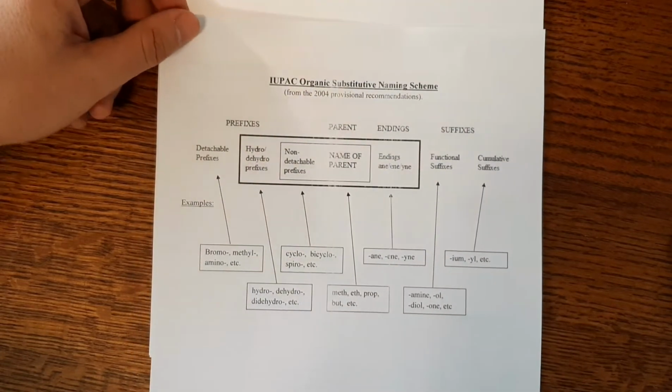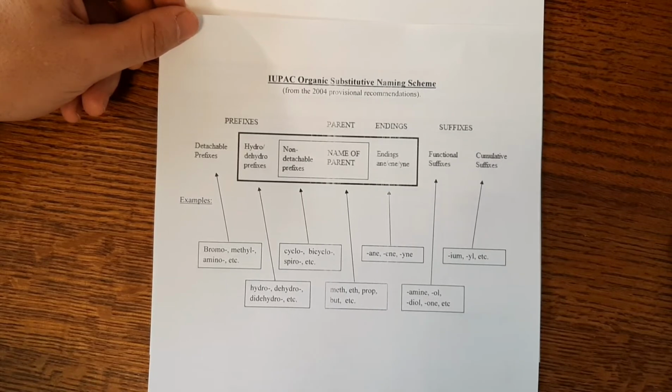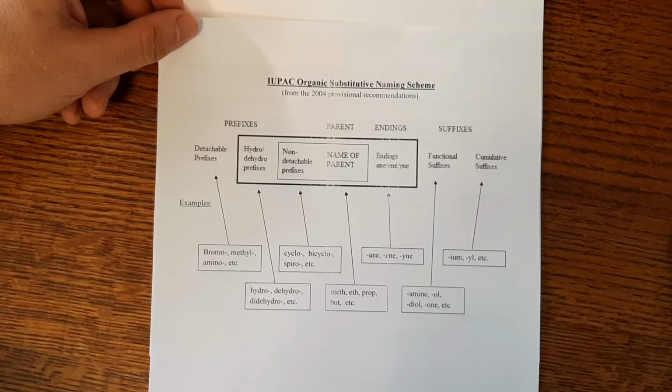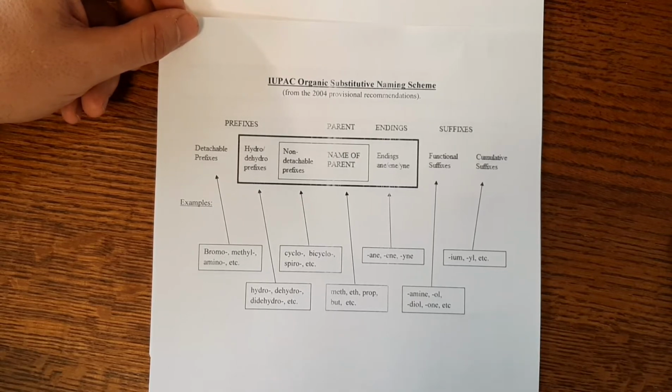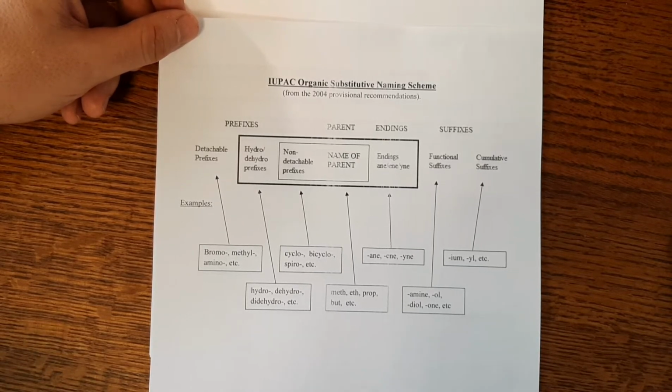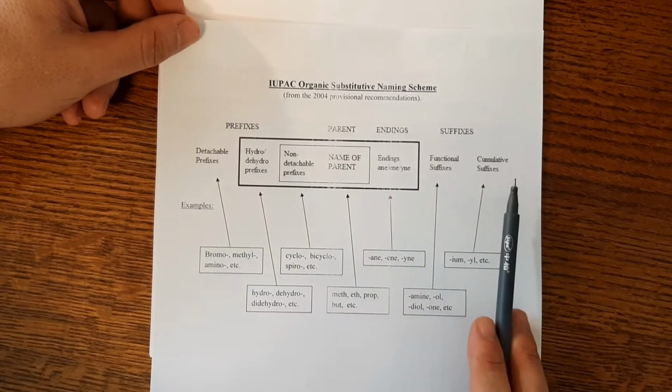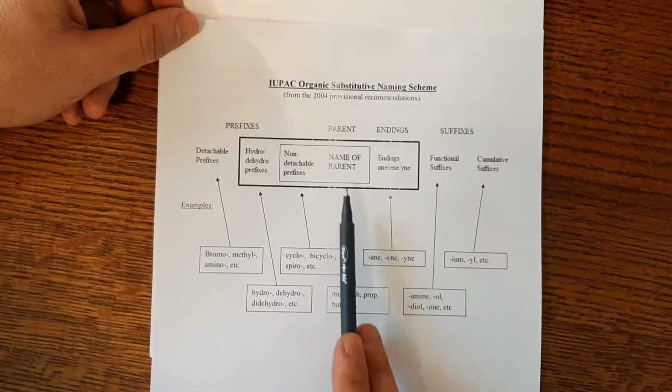So the naming, that blue book actually includes different naming schemes that's like 1,000 pages long that IUPAC has written about this. But the one we're looking at is called substitutive naming. And this is how they think you should construct a name. These are all the possible parts that an organic name can have. And instead of reading it front to back, let's start in the middle.